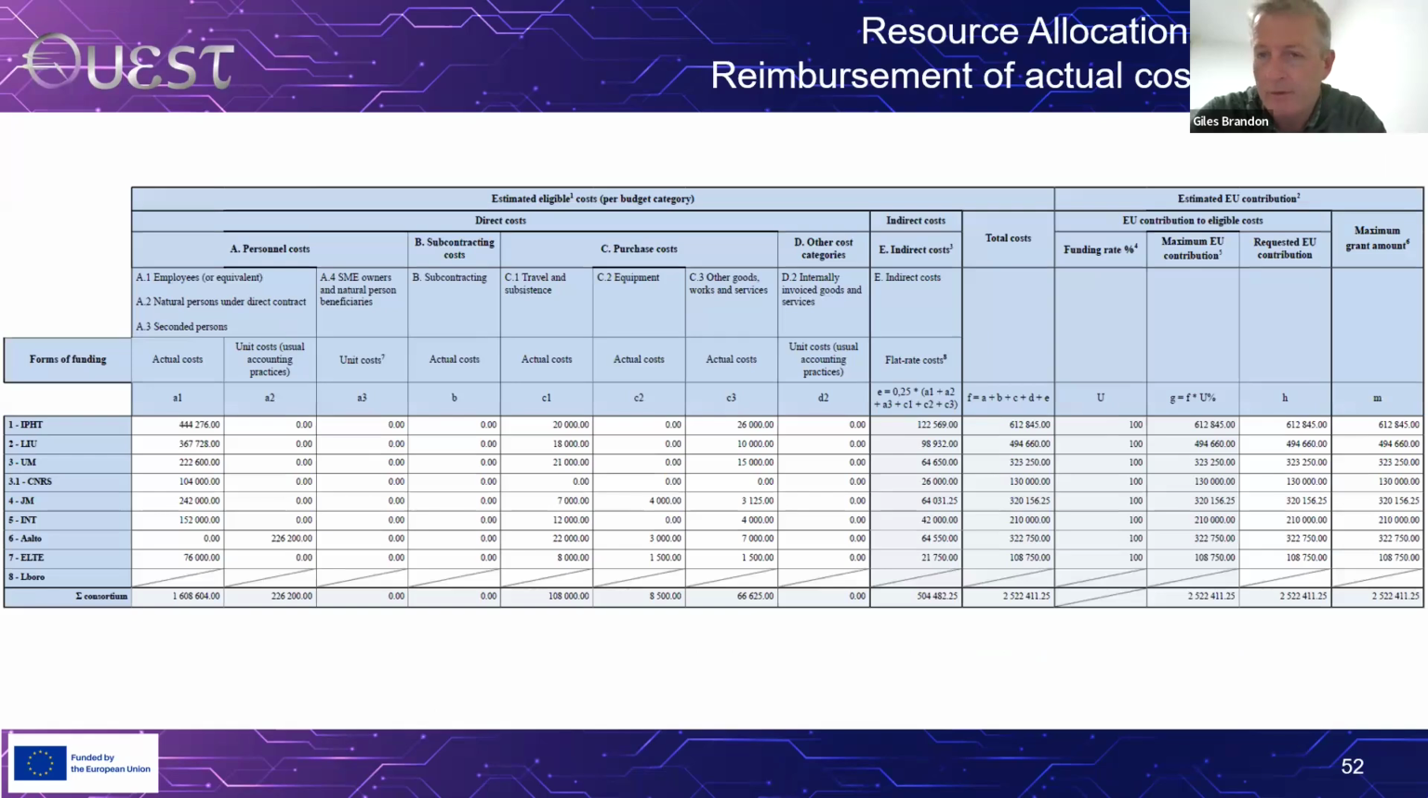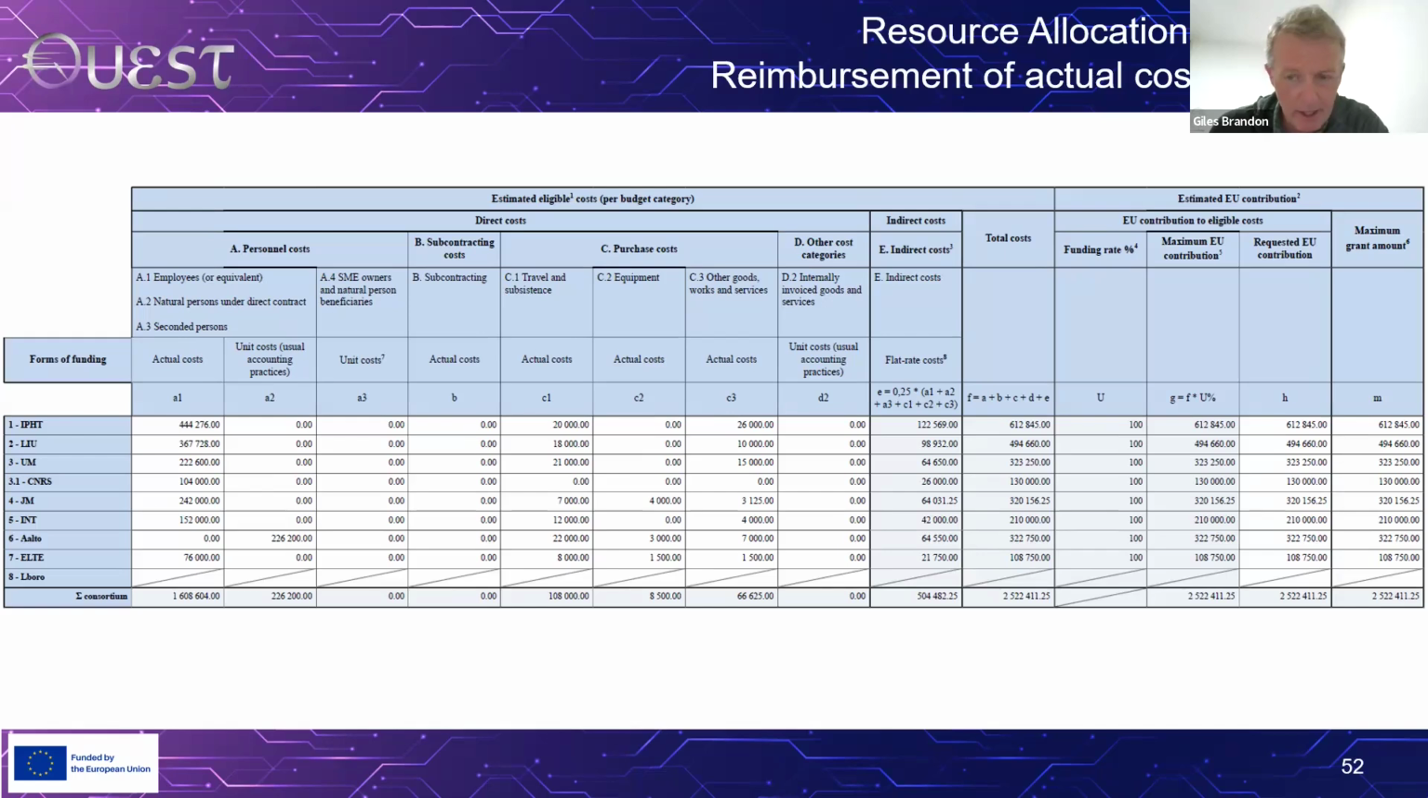So if you have a proposal and project which is dealing with reimbursement of actual costs, this is what a summary table will look like. This is the one that we have for the QRC for ESP project. And you see, there's a whole breakdown of personnel costs, purchase costs for travel, equipment, other goods, for each and every partner.